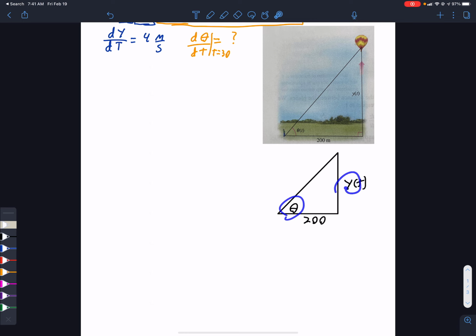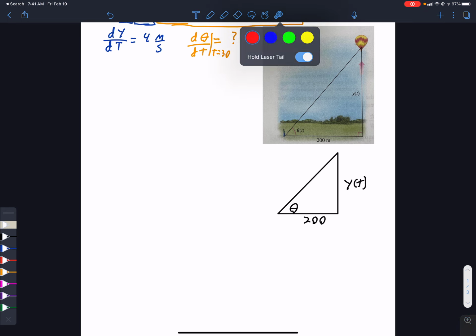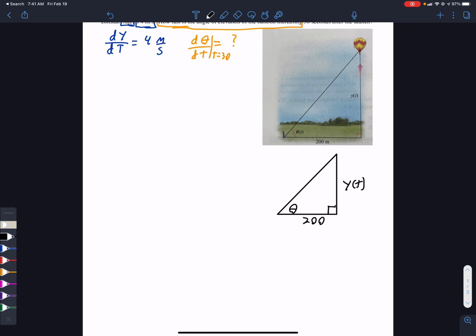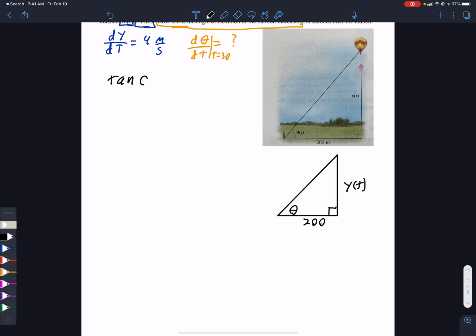What can we do? Pythagorean theorem's not going to work. We talked about how that was a possibility. We talked about area. There's nothing about area, nothing about volume, so it's not that. Similar triangles, we don't have similar triangles. So the one that I forgot to mention was trig functions. Is there a trig function? You should see that this is the opposite and adjacent of a right triangle, and opposite and adjacent is tangent. So we have the tangent of our angle is the opposite over the adjacent, and there is our equation.